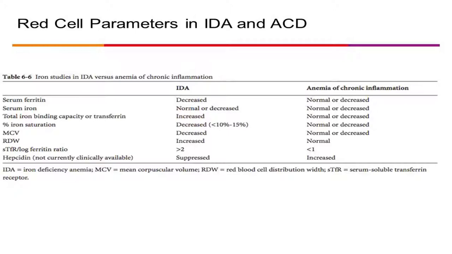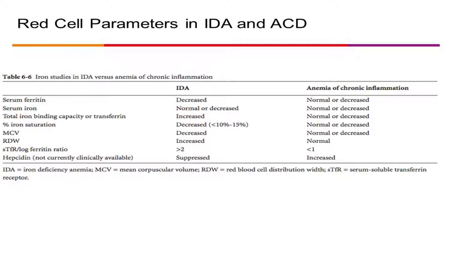In anemia of chronic inflammation, the RDW is normal. And the way, as I told you, to differentiate, but we don't have it here in Kuwait, is the serum transferrin receptor to log ferritin ratio. If it is increased, it means that we have iron deficiency anemia. If it is decreased, it means anemia of chronic inflammation. And of course, you know hepcidin. Hepcidin is a hormone that regulates the absorption of iron. So if we have iron deficiency anemia, we don't want the hepcidin, it's suppressed. But in anemia of chronic inflammation it should be increased, because hepcidin inhibits iron absorption from the gut.